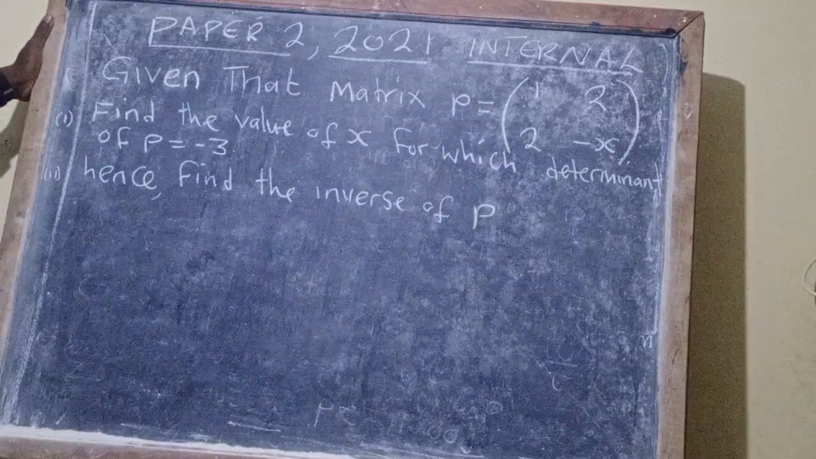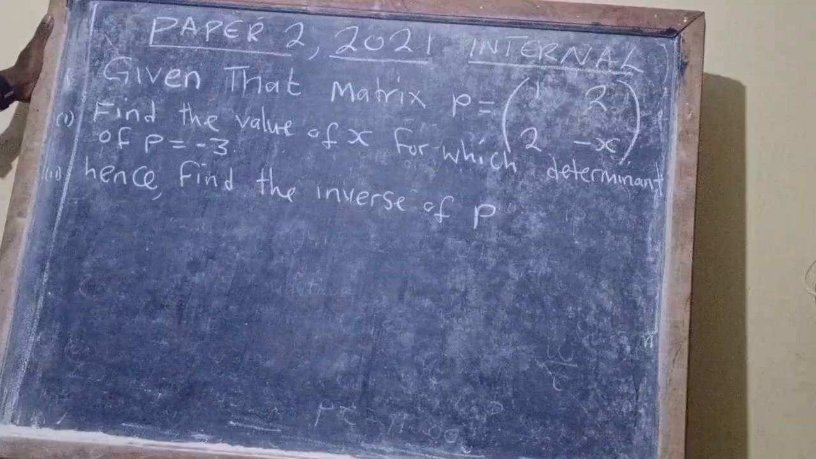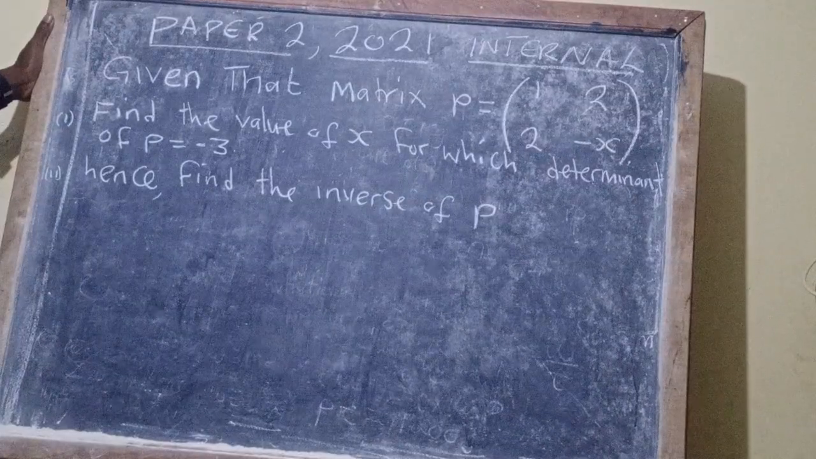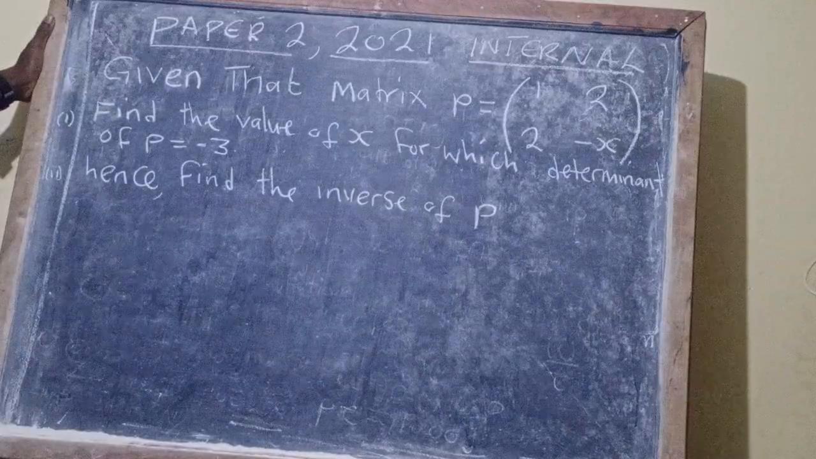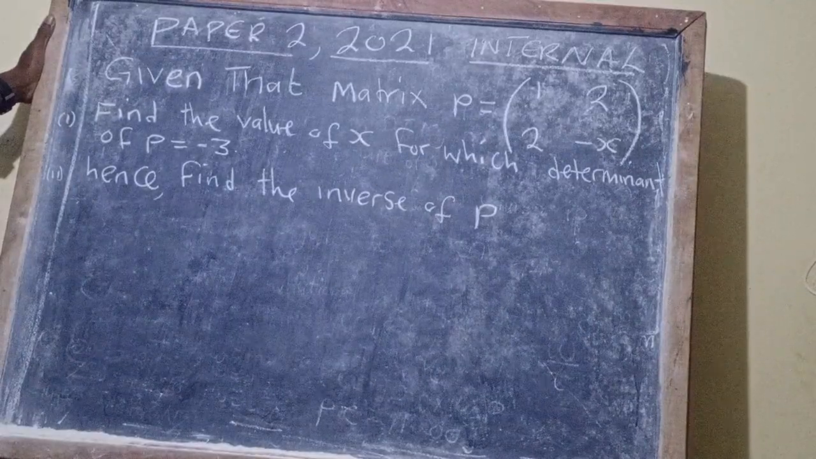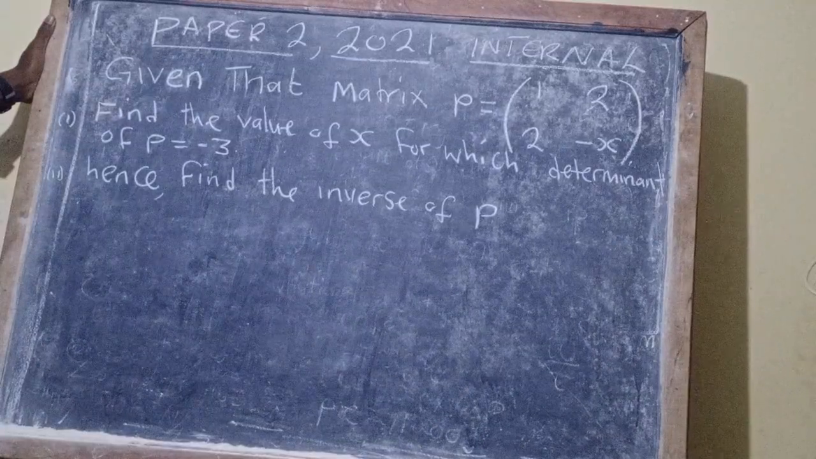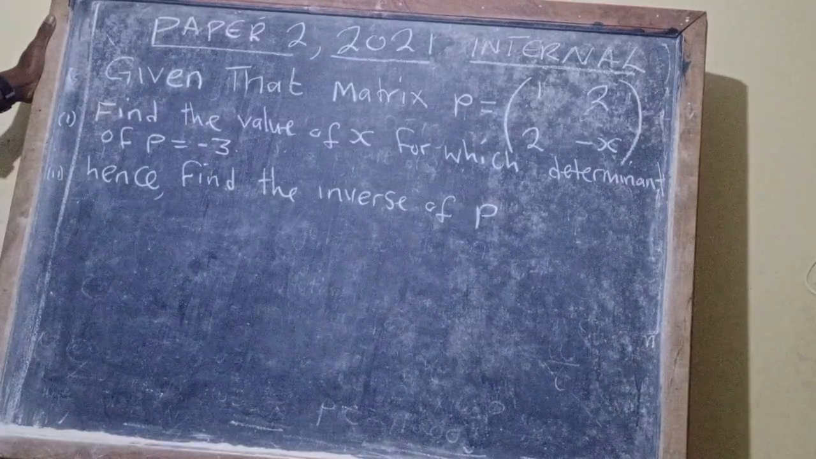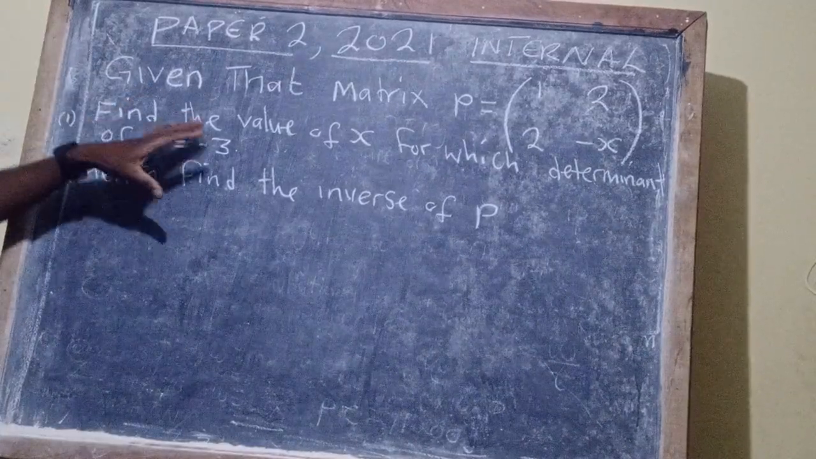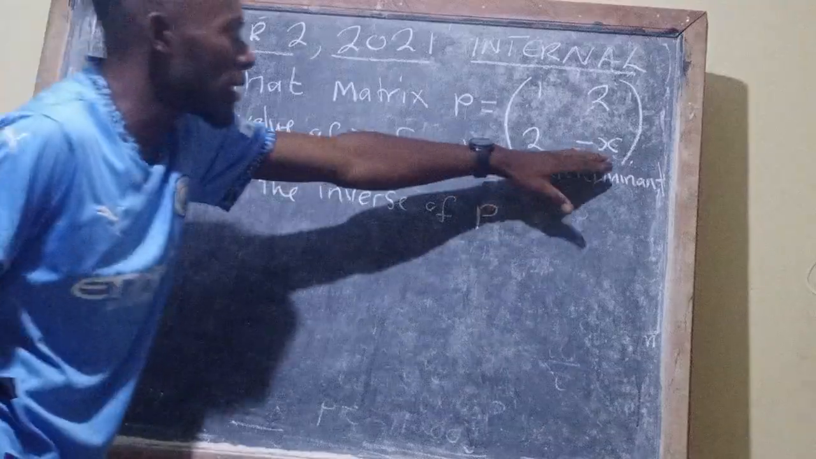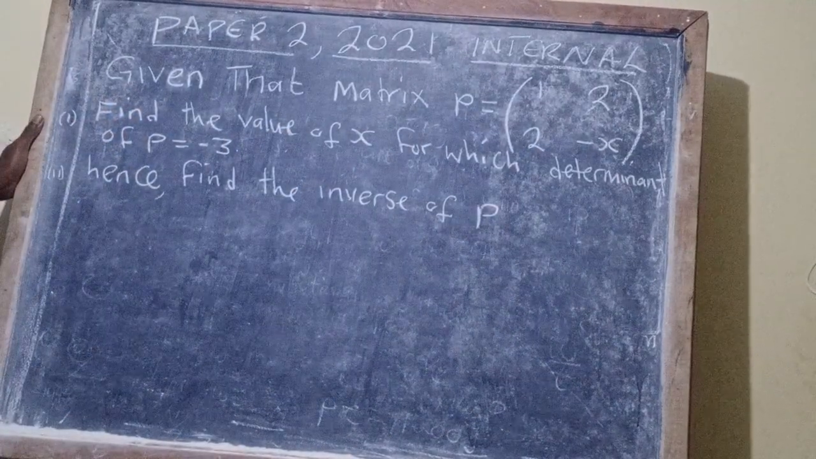Today we are going to look at this question which came in 2021, paper 2, and the topic called matrices. Okay, so we have this question which says, given that matrix P is equal to [1, 2; 2, negative x], find the value of x for which the determinant of P is equal to negative 3. So, the principle here that we are going to use to find the value of x, given the determinant, is the principle of finding the determinant.